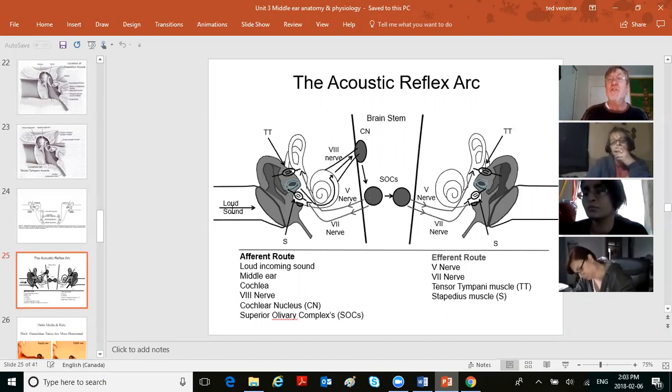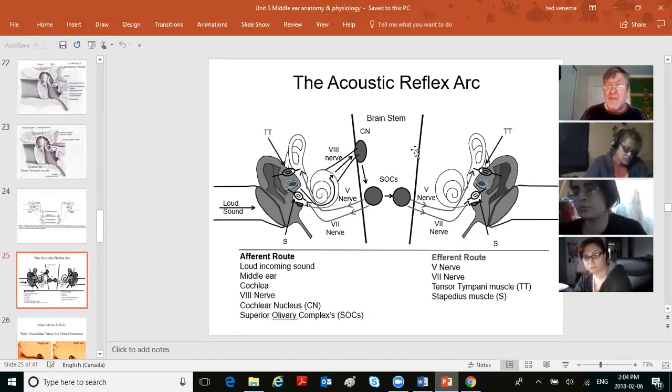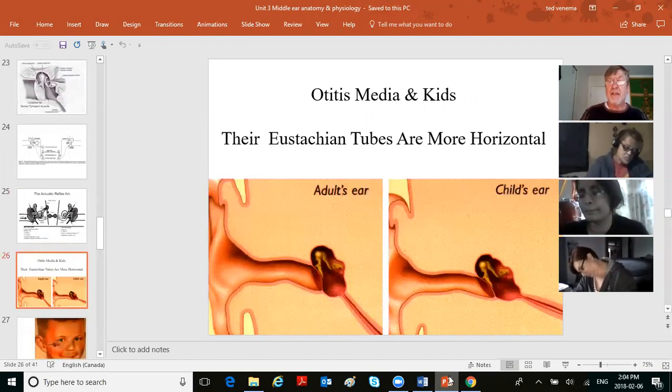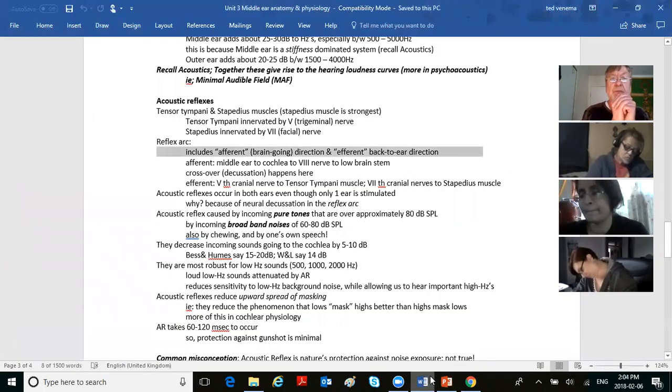So a loud sound in one ear is going to cause an acoustic reflex in both ears. That's why I drew both ears here, one on the left and one on the right. And I just said loud sound in the ear canal, eardrum, middle ear, cochlea, 8th nerve, brain stem, and then back out to pull on those two muscles. That's the acoustic reflex arc. Okay, enough on that. Let's read it here. We'll just read now. Because I talked a lot, and now let's just read the notes and see if they're consistent with what I was saying.